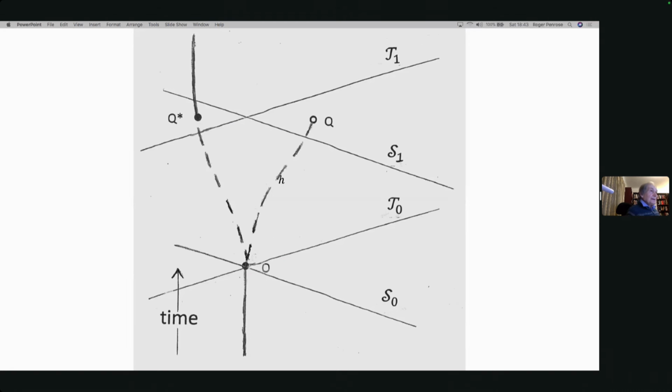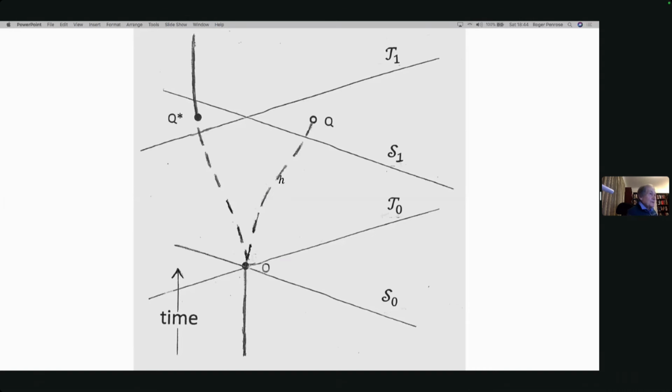Now, I want to describe this picture in different frames. I'm using now the symmetry of special relativity, so I wanted to bring symmetry into the argument. I was explaining that the symmetry of special relativity is a little bit of a problem when you consider this Diosi scheme. I imagine the body is at the bottom, superposed into two locations, and then eventually it goes to point Q star rather than Q in this case.